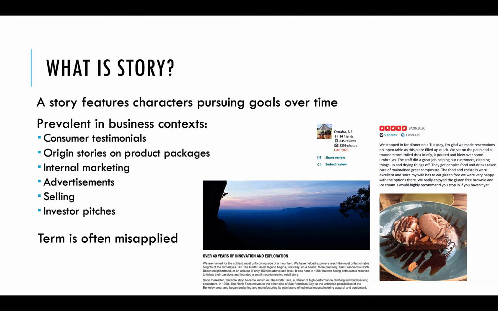Characters, so is there some kind of person? Oftentimes it's a person, sometimes it's even animals, but for our purposes we're going to focus on people pursuing some kind of goal. They want to achieve some kind of outcome, and then over time. And that over time component really differentiates vignettes, where you have slices of life advertisements, from a story arc where there are distinct plot points.